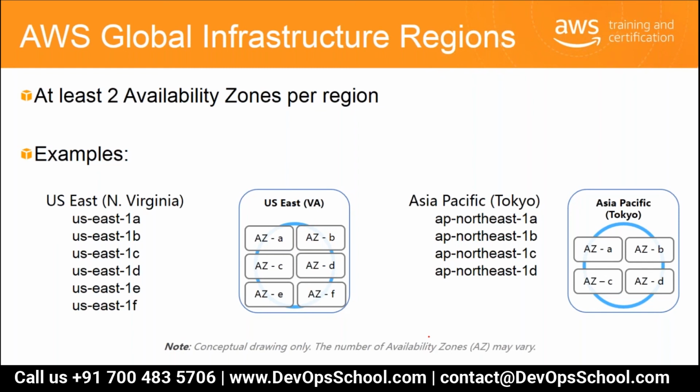And if you launch an instance, you can select an availability zone, or AWS will choose it for you. If you want to distribute your applications, you have to make sure that you distribute across multiple AZs, so that you have fault tolerance in your applications. We will talk about that in our coming discussions.